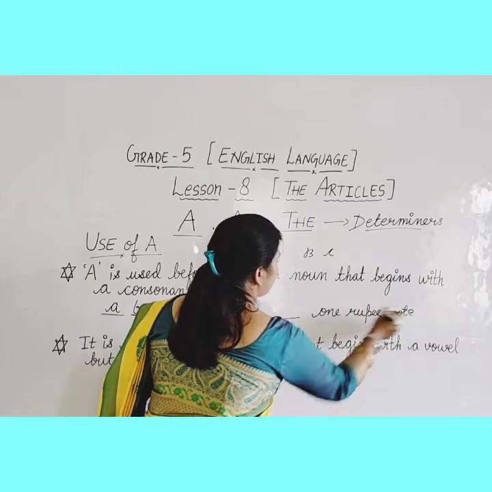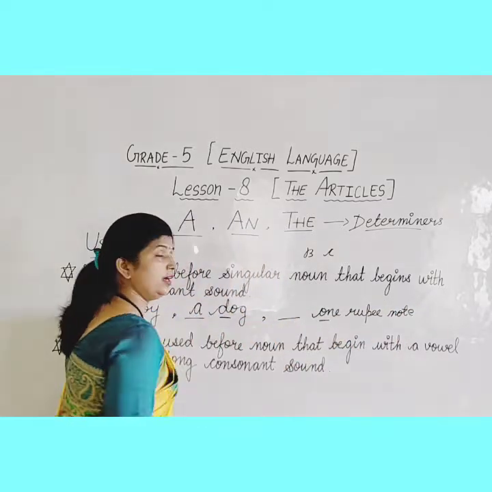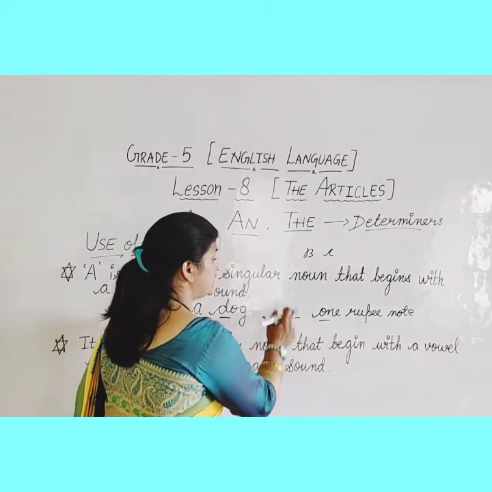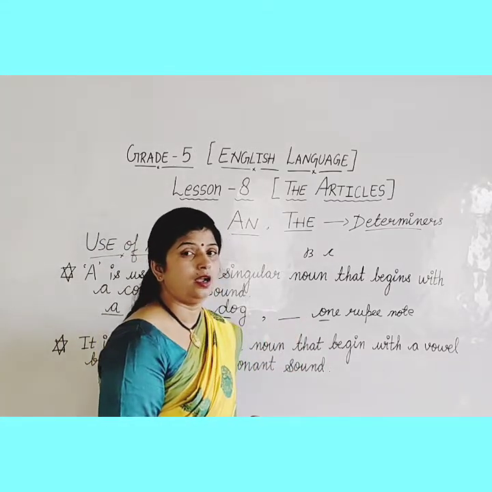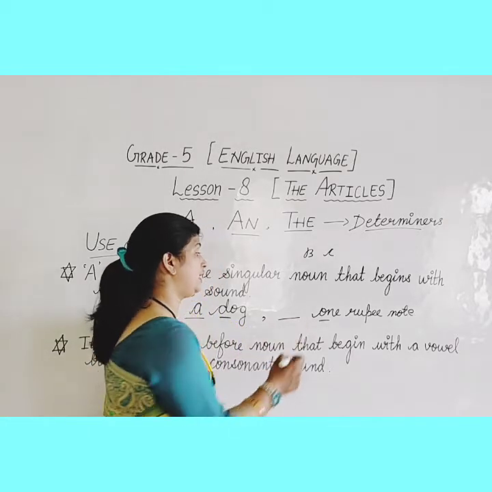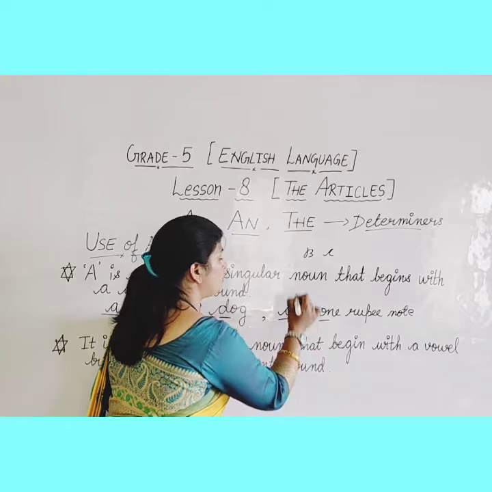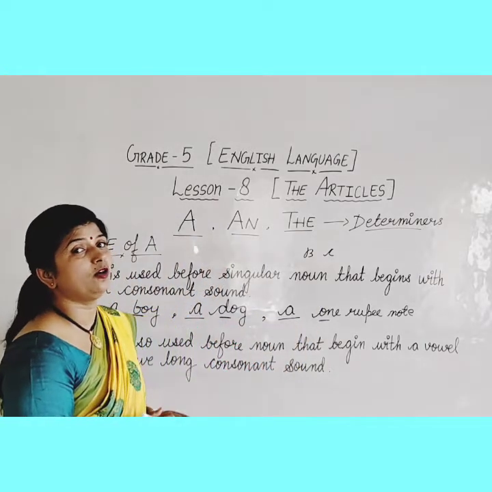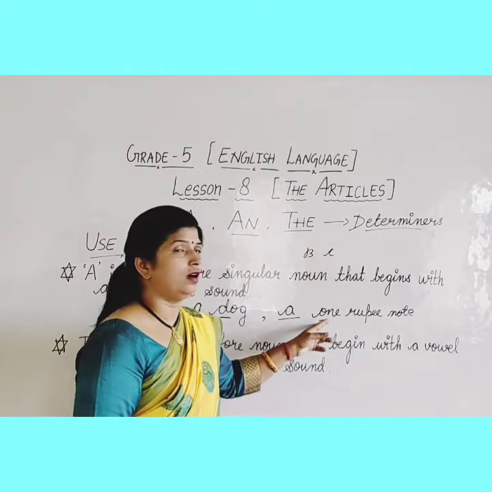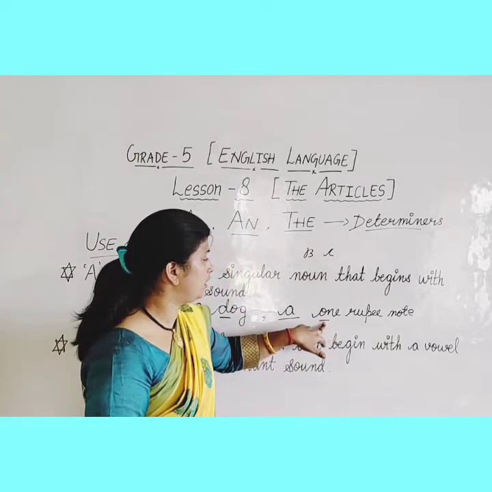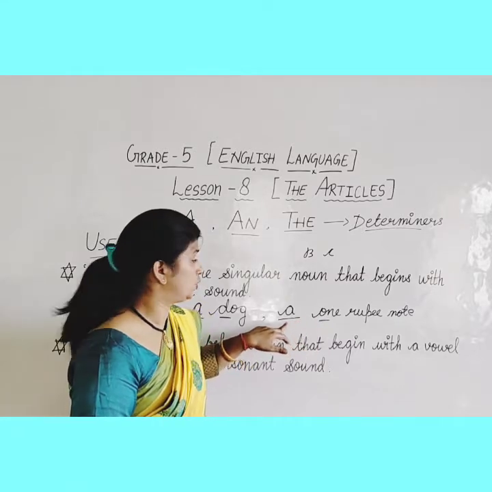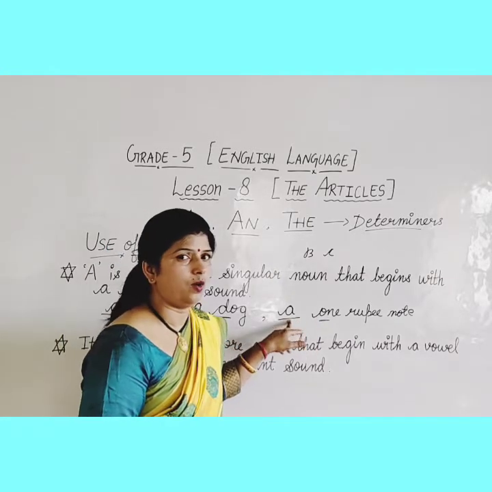Now you will say, ma'am, O is your vowel. So you will ask, O is a vowel, but what should come before it? An should have come, right? Because it is a vowel, but here it will be a 1 rupee note. We are talking about that particular 1 rupee note. So here what are we saying? 1, the O sound is coming, so here we will write a only.